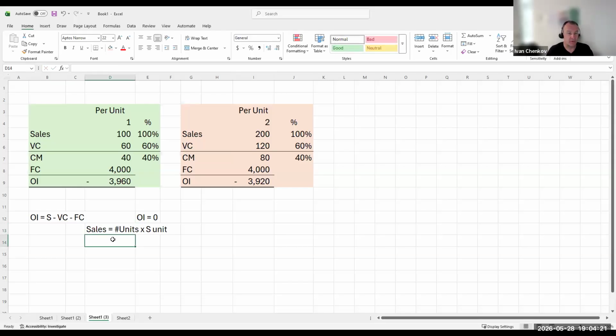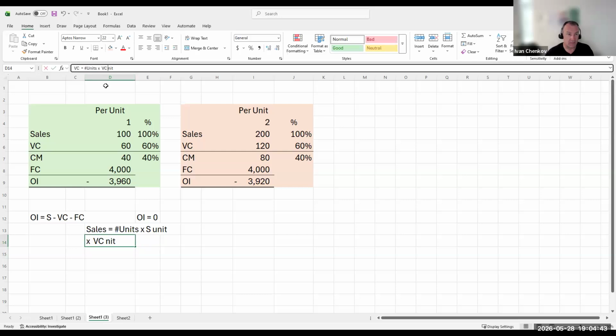Then what will be my variable cost? My variable cost will be the same thing. It's going to be the number of units that I'm selling times variable cost per unit. I already know that.